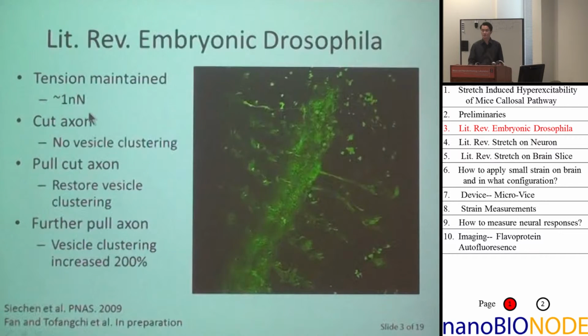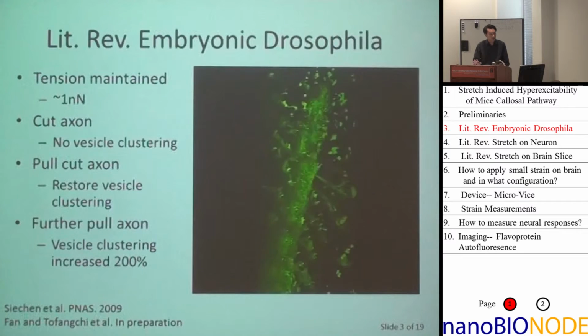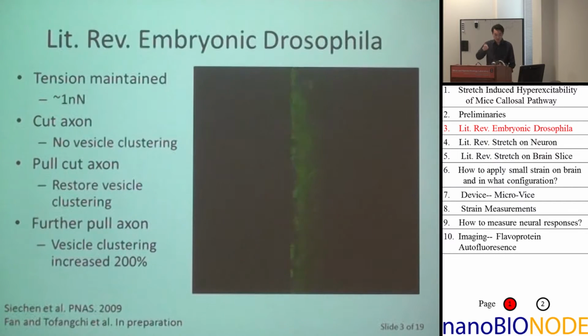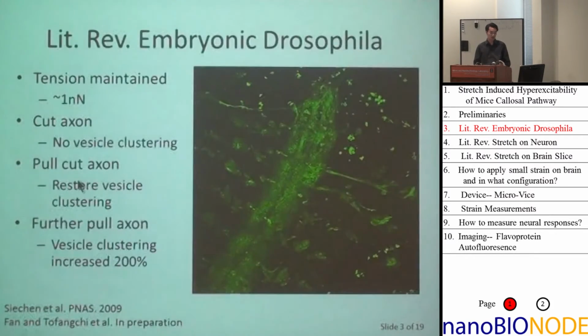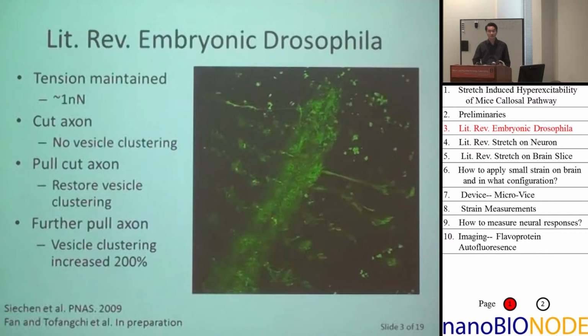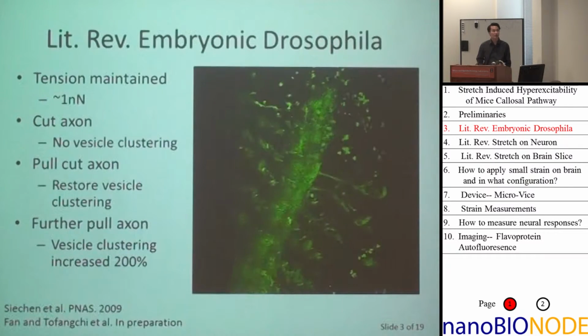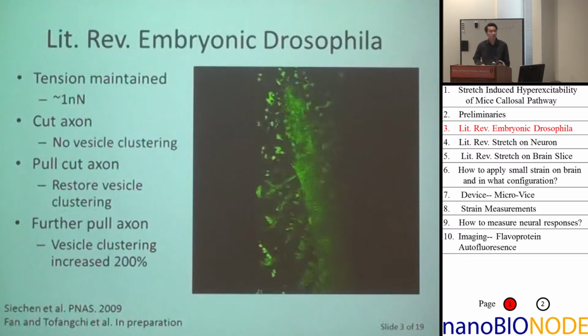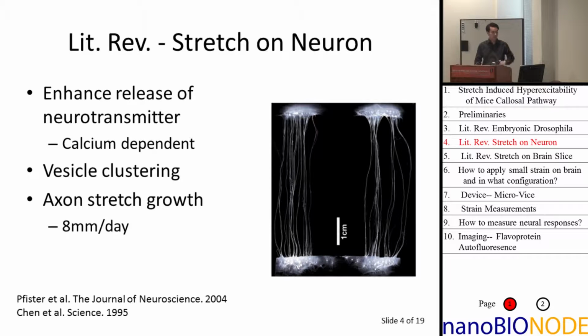So typically what a fibroblast would exert on a PAA gel surface of 10 kilopascal. And interestingly, when you cut the axon, these vesicles that would accumulate here would actually be gone. And when you pull it back, giving it back a mechanical tension, it will actually restore that clustering mechanism. And if you further pull it even more, then the vesicle clustering would go up by 200% by holding the axon for 30 minutes. And so, interesting.